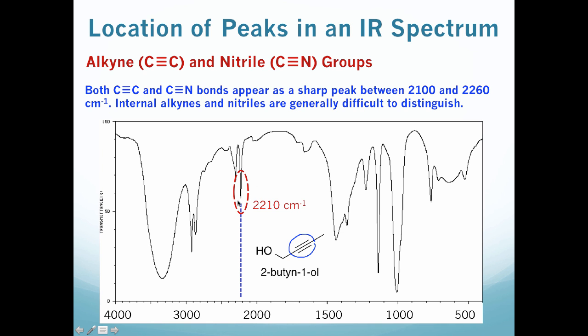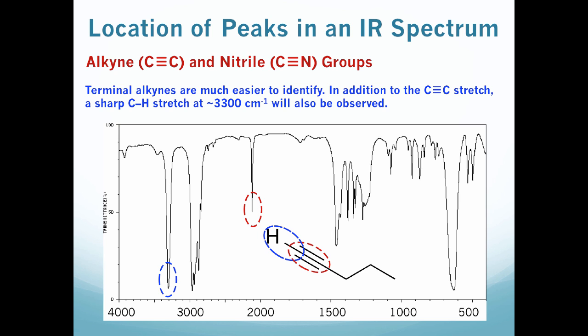The carbon-carbon triple bond stretch isn't all that intense, but it's fairly distinct, and you can see it right around 2100 wave numbers, which is circled here in red. This corresponds to that alkyne C triple bond C stretch. Now, if we move from an internal alkyne to a terminal alkyne, it's going to be much easier to distinguish. First, we have our carbon-carbon triple bond stretch right around 2100. That's this peak right here.